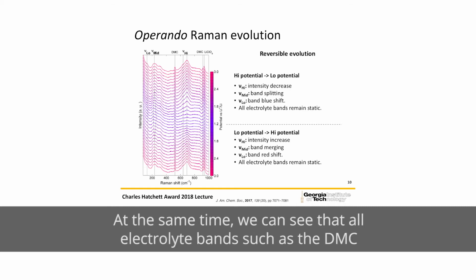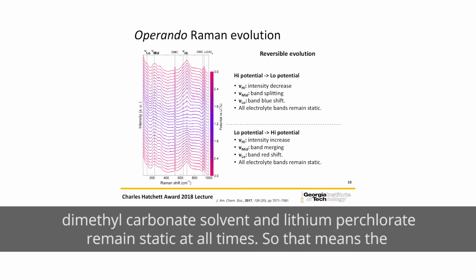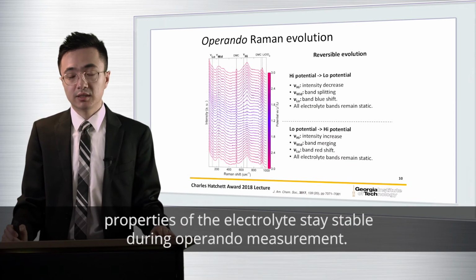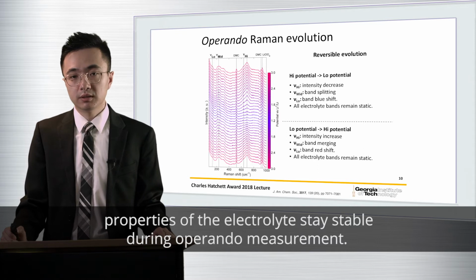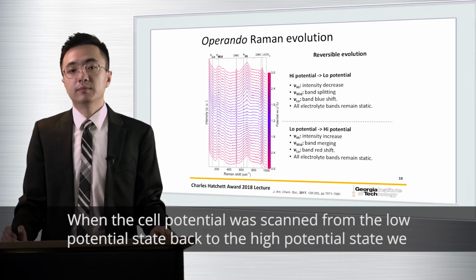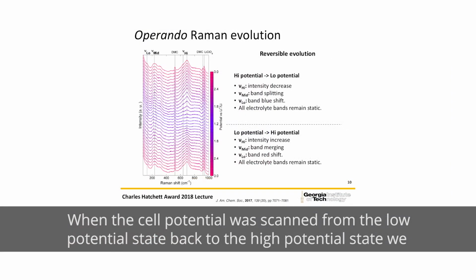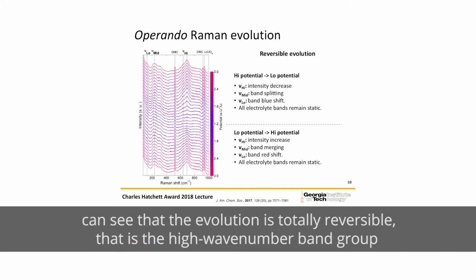At the same time, we can see that all electrolyte bands, such as the DMC dimethyl carbonate solvent and lithium perchlorate, remain static at all times. So that means the properties of the electrolyte stay stable during operando measurement. When the cell potential was scanned from the low potential state back to the high potential state, we can see that the evolution is totally reversible.